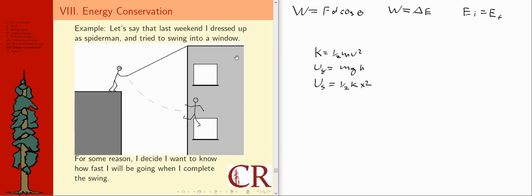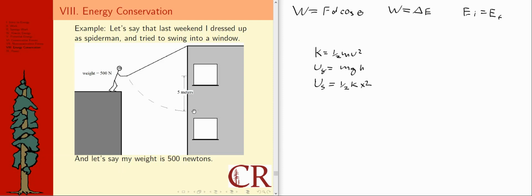It says here, I forgot to read. It says, let's say that last weekend I dressed up as Spider-Man and tried to swing into a window. And then it says down there, for some reason, I decide I want to know how fast I will be going when I complete the swing. And maybe that has something to do with the fact that I completely missed the window and crashed into the wall. Let's say the height change of my swing is 5 meters.